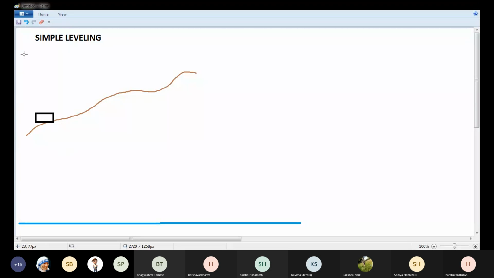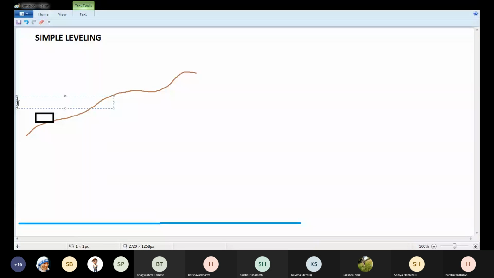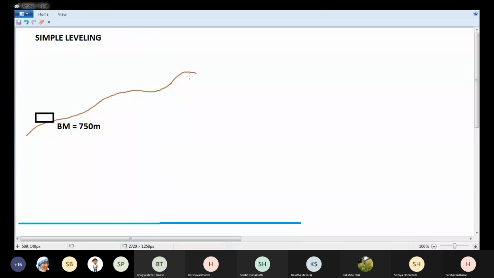Okay, so it's a benchmark. Point A is a benchmark. And the elevation of this benchmark is, let's say, 750 meters from datum. I want to find the elevation of a point. Say the point is here, point A.